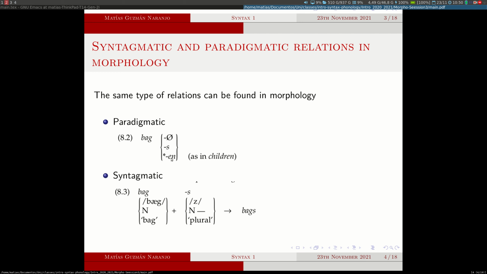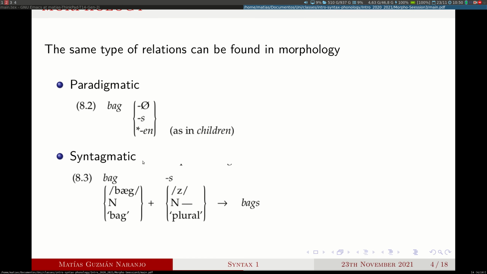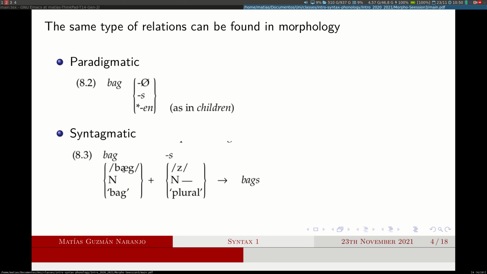So if you wanted to write this as a sort of morpheme-based relation, you could do something like this. I haven't introduced this formalism, but it's quite straightforward. You have a feature set. The first feature is phonology. The second feature is the part of speech. And the third feature is the meaning. Here the meaning is represented with words.